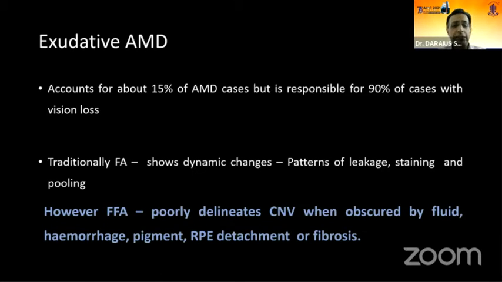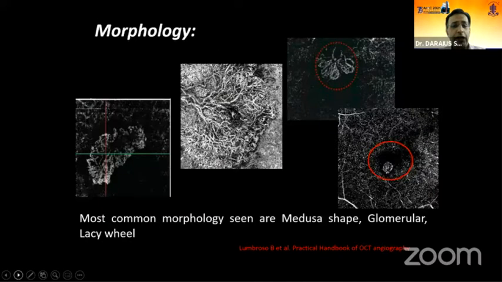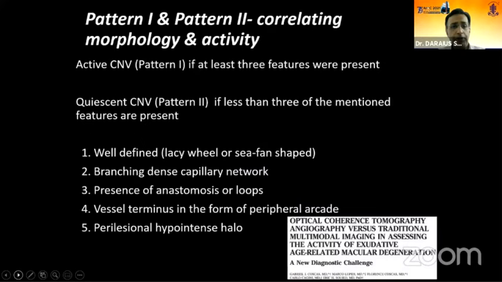Exudative AMD, of course, is very, very important. Traditionally, we use FFA, but FFA poorly delineates the CNVM when it's obscured by things like hemorrhage, pigment, RPE changes, fibrosis. So the OCTA shows these beautiful images like Medusa head, sea fan, pruned tree, etc. The most common in our experience are the Medusa head, glomerulus, and lacy wheel. But what exact implication they have on treatment, we really don't know. So these are some of the features which you see.